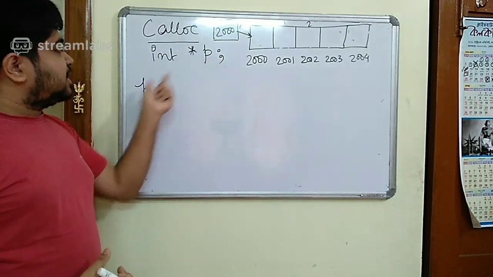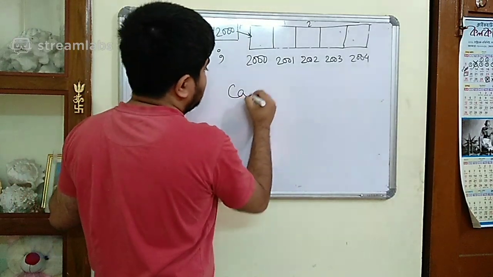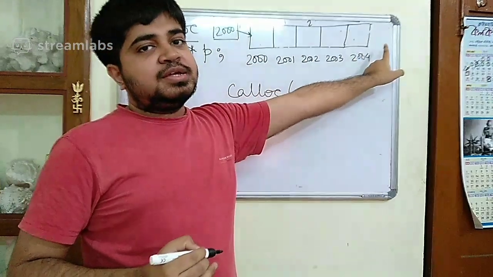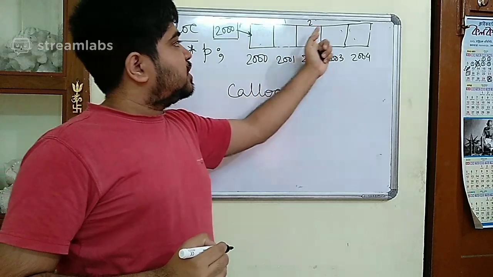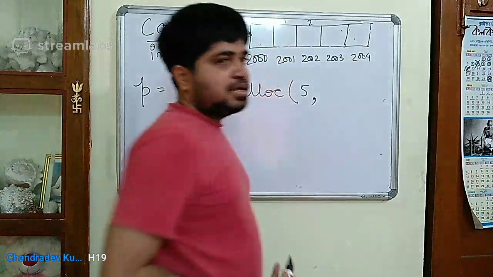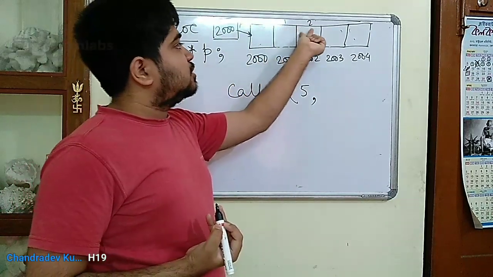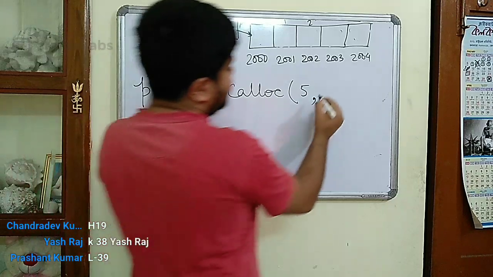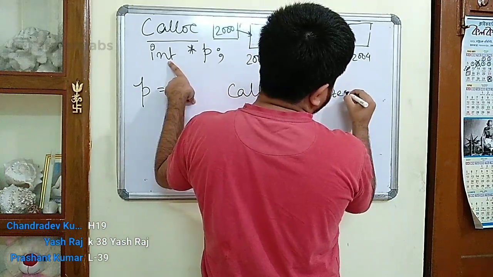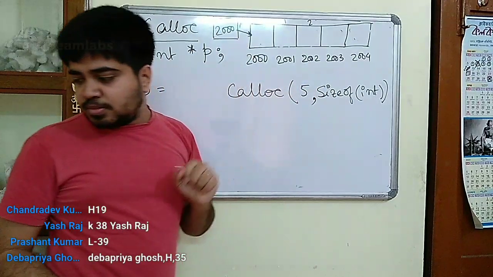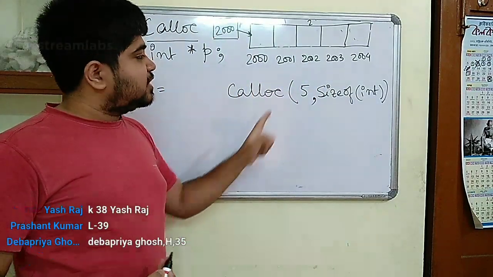So int star p, p is equal to simply calloc. How many such locations are needed? 1, 2, 3, 4, 5. 5 such locations are needed. And of what size? As we have specified an integer, I will need size of int. This will do the job.